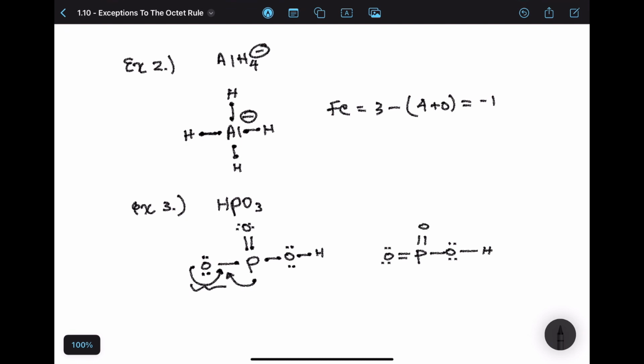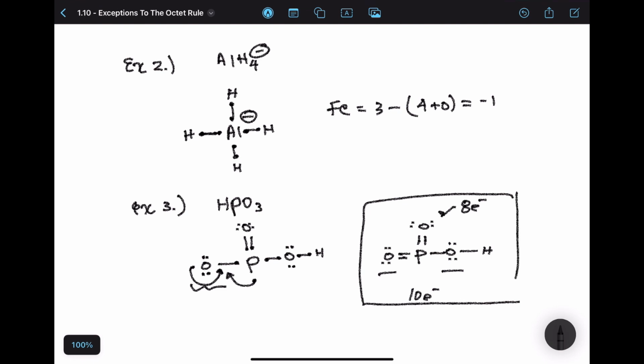And we can go back through and see if everybody is happy. Phosphorus has 2, 4, 6, 8, 10 electrons. We know that's okay because it has an empty d orbital, so it can have either 8 or 10. And then oxygen has its 8 in this case, 8 here, and 8 up here as well. And so oxygens are happy and the hydrogen has its duet, and so this would be the structure of HPO3. And so again, this is another example of the violation of the octet rule.